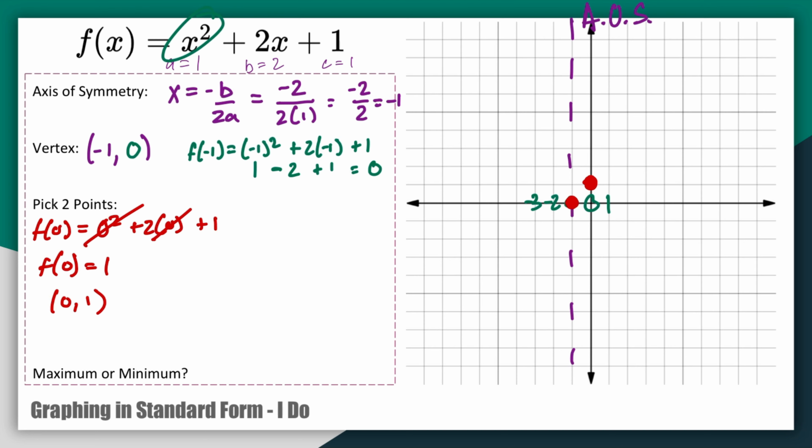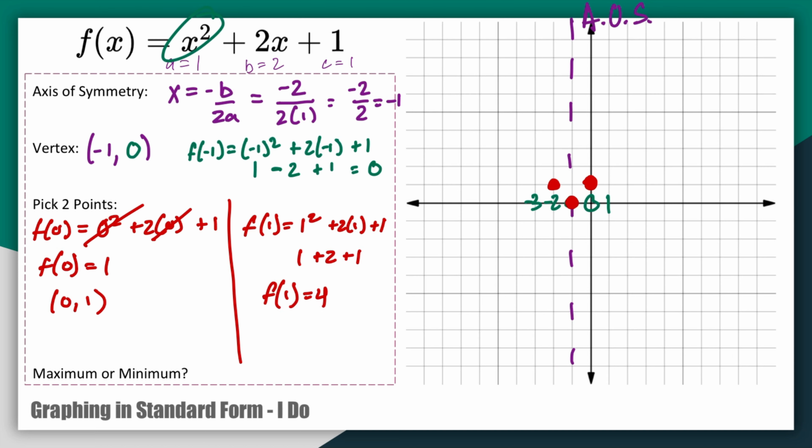Okay. Now, again, this should be the same for negative 2. The same exact height, okay? Now, the next point, f of 1 equals 1 squared plus 2 times 1 plus 1. 1 squared is 1, 2 times 1 is 2, plus 1, we get 4. So (1, 4). All right, which now I reflected over for negative 3, and now I can start drawing my points like this.